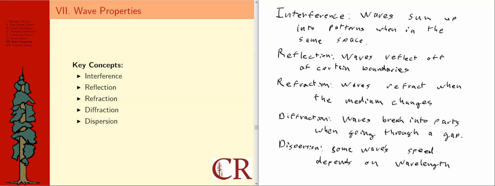I'd like to look at 5 of the major properties exhibited by waves. The first is interference, and I've stated here on the whiteboard, waves sum up into patterns when in the same space. So we'll see an example that tries to shed some light on what that really means, but what it has to do with is when waves are passing through the same space, they don't really collide like ordinary objects trying to pass through the same space would, but rather what happens is they pass through each other.